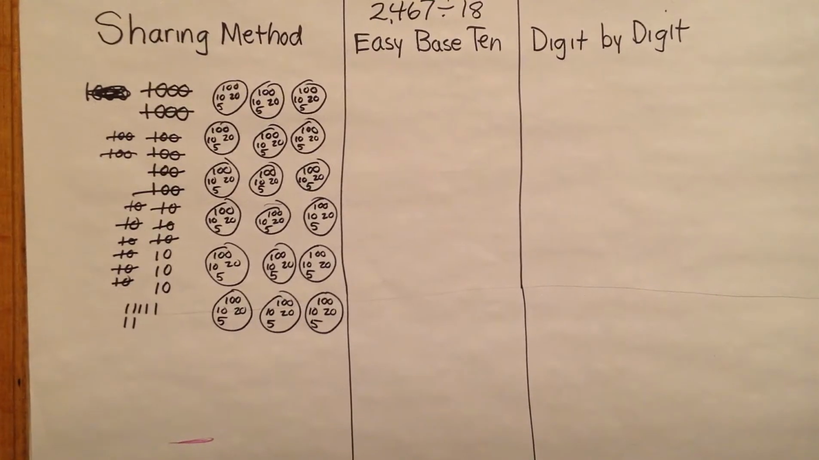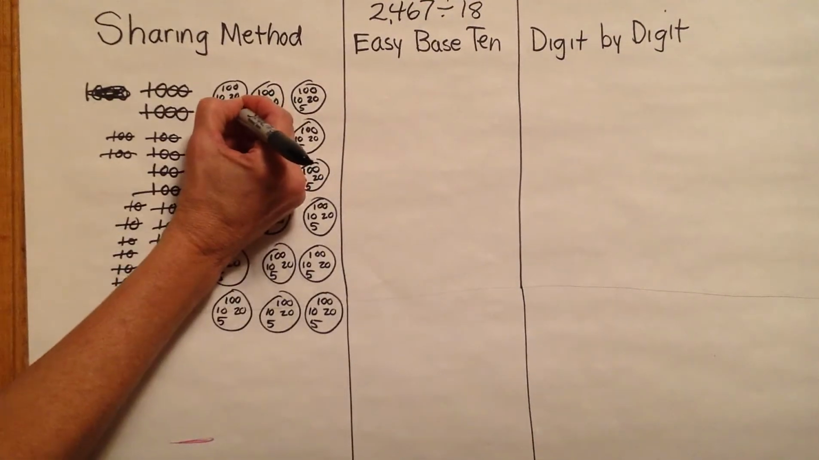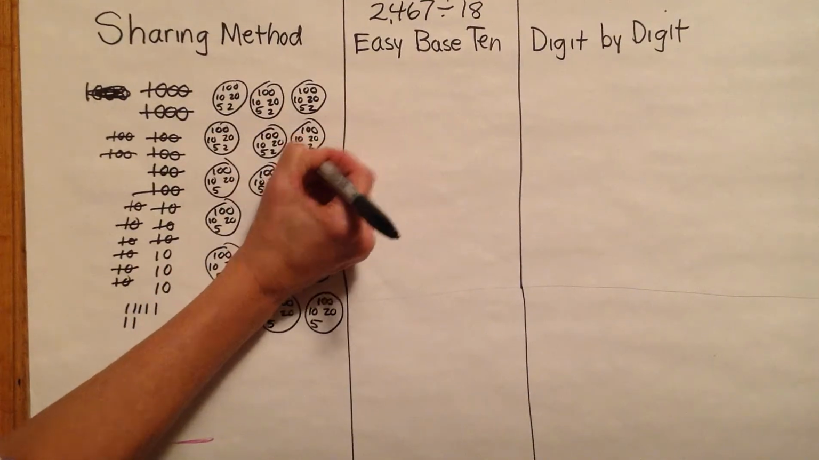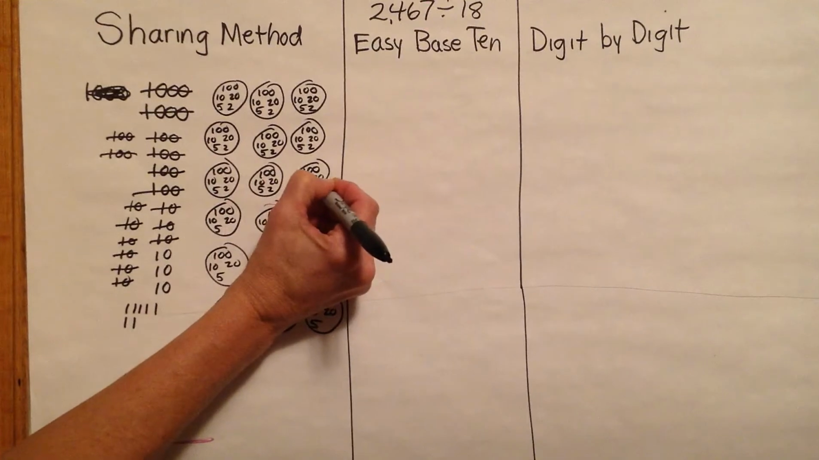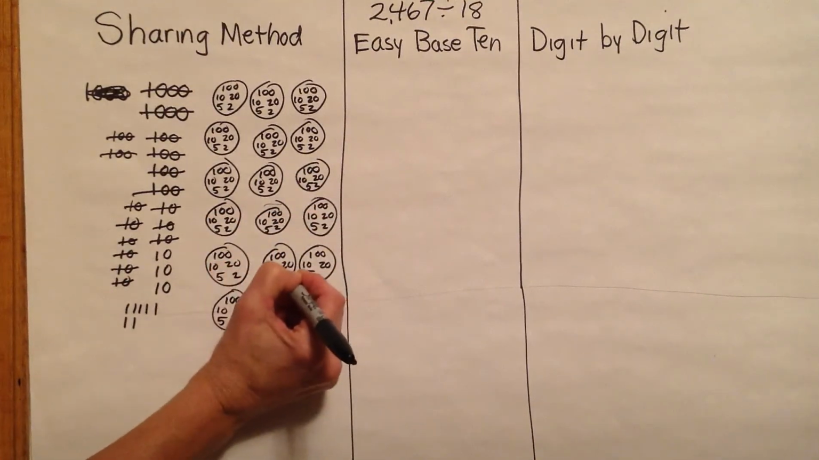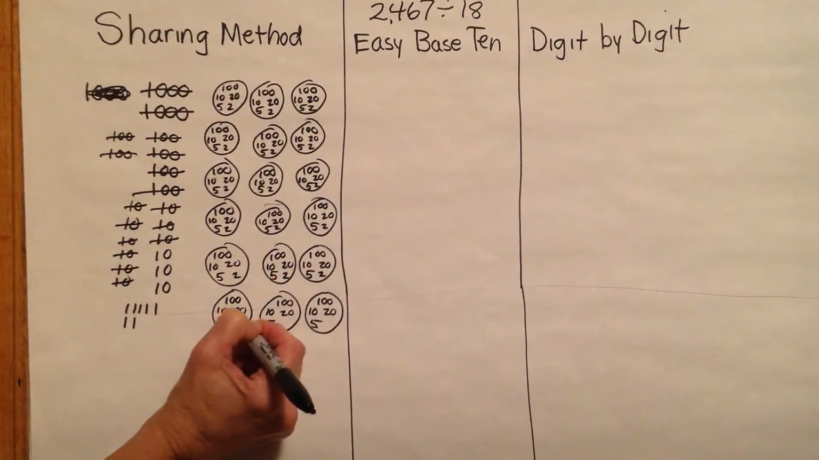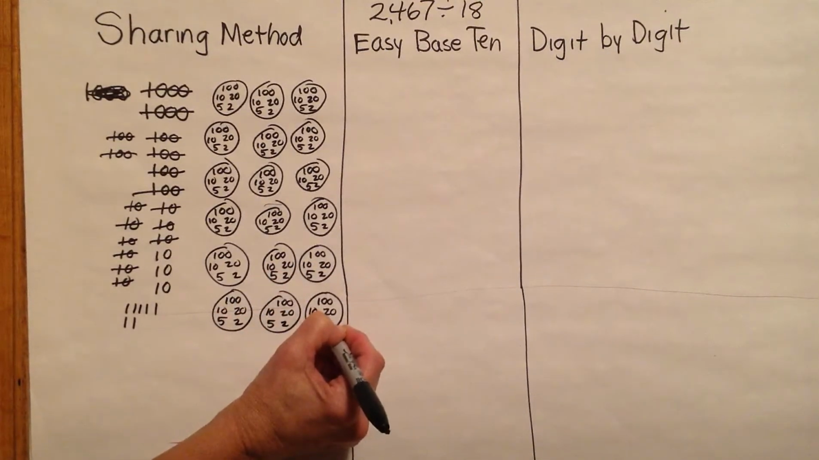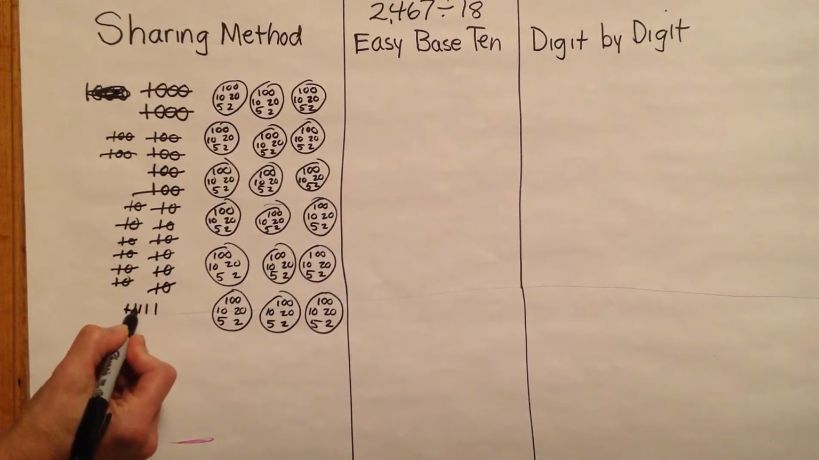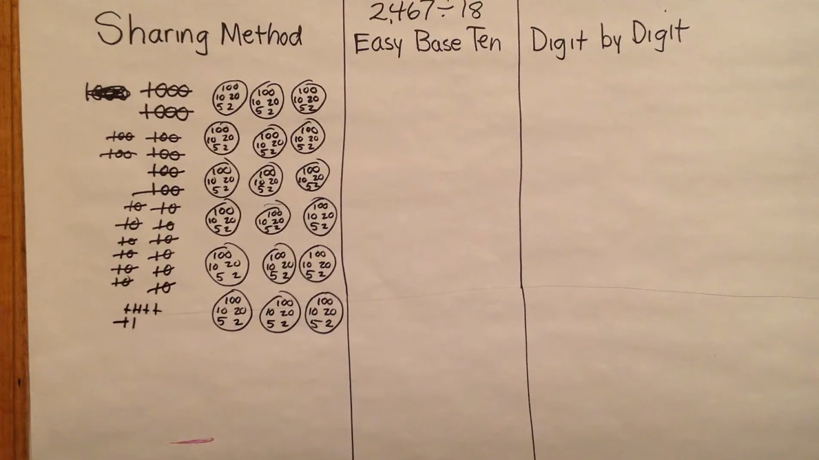I know that 18 times 2 is 36. So I'm just going to go ahead and give away 2. I have 37 left, so I'm going to give away 2 to each group. 2, 4, 6, 8, 10, 12, 14, 16, 18, 20, 22, 24, 26, 28, 30, 32, 34, 36. That's 30. 1, 2, 3, 4, 5, 36. And look what's left over, 1.